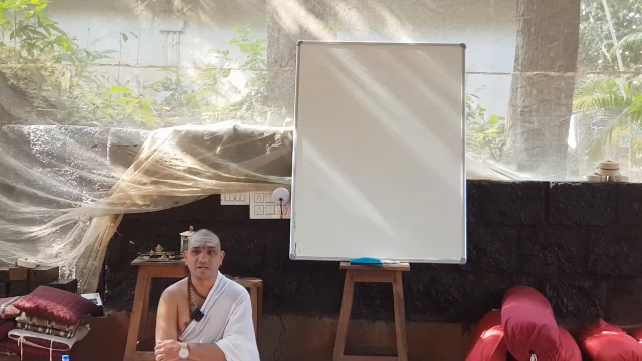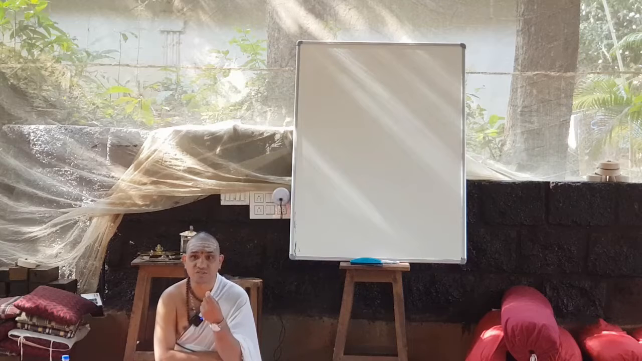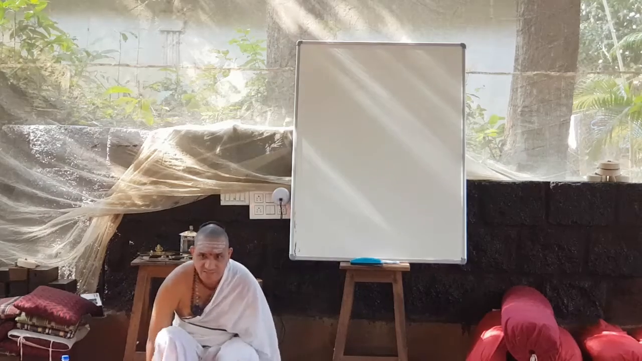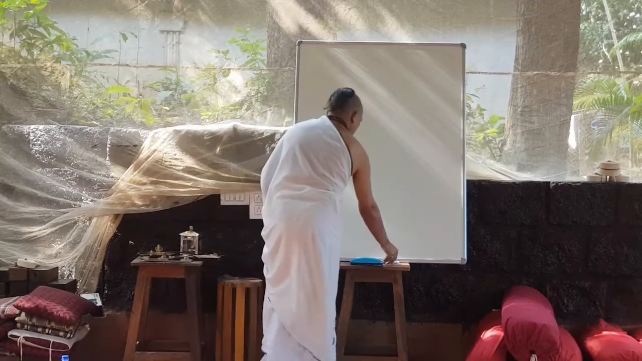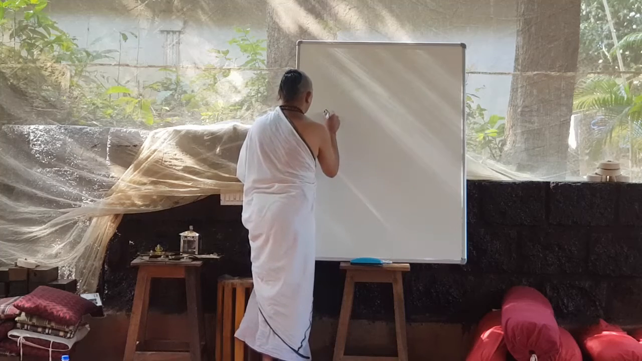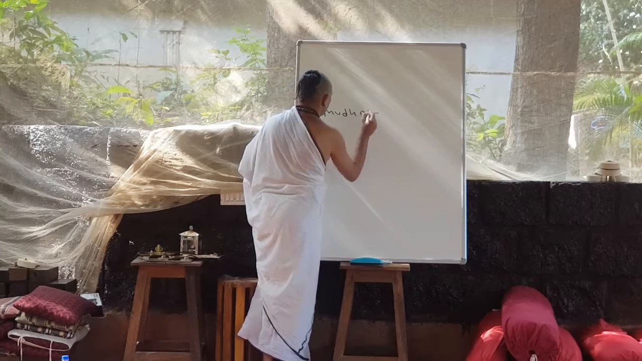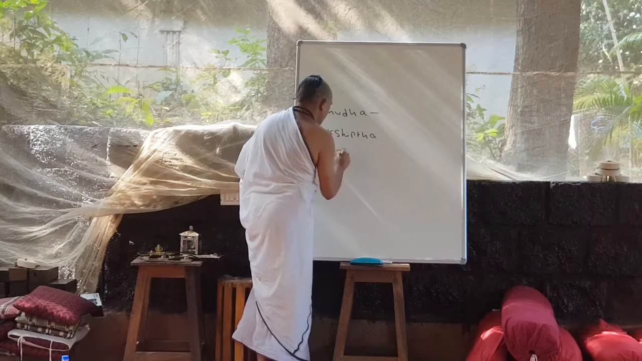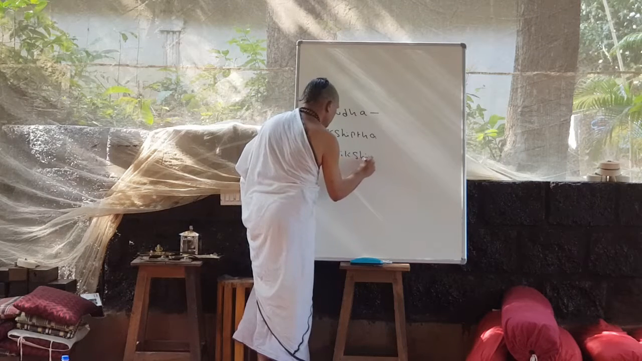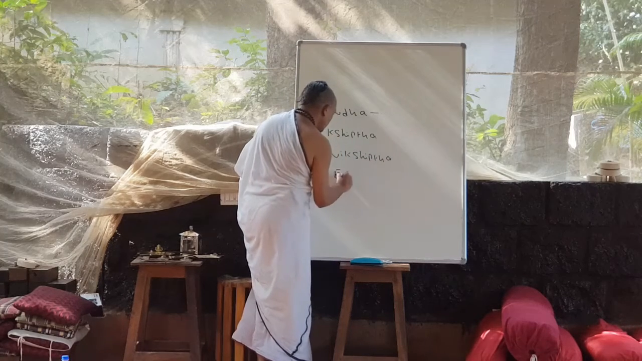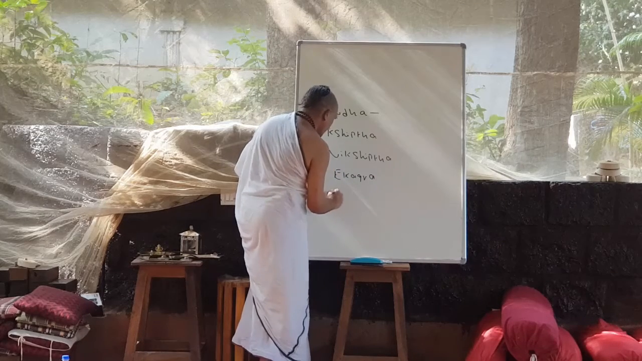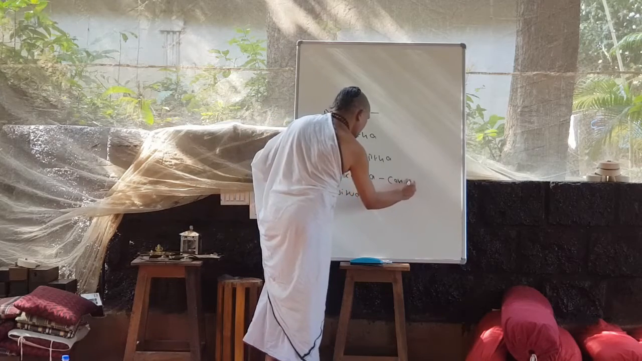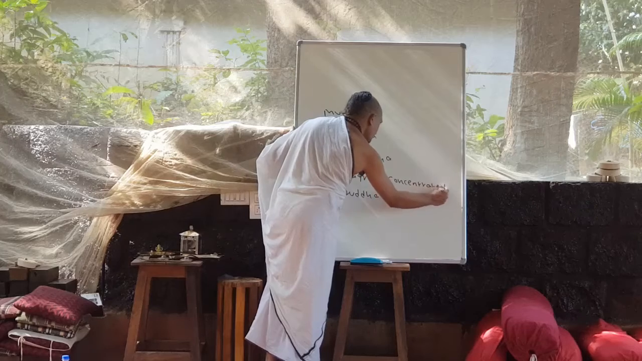This Chitta remains in habitual states. I will explain. Chitta always remains in every individual in five habitual states. What are they? Mudha, Kshipta, Vikshipta, Ekagra, Niruddha. Ekagra is the concentrated state of mind.